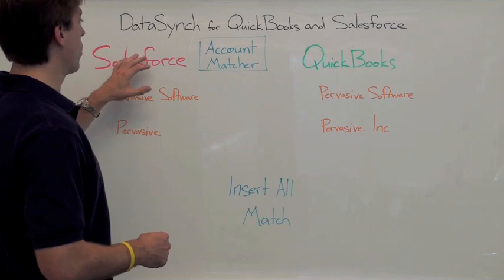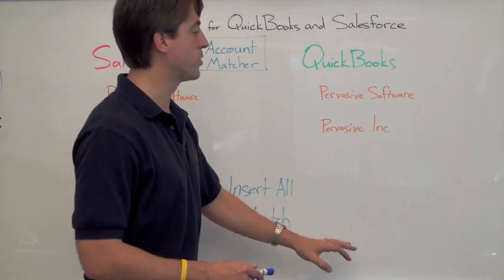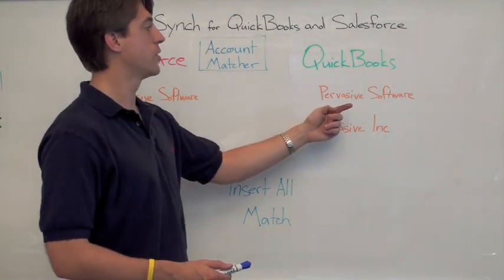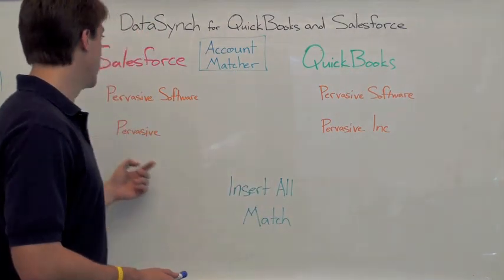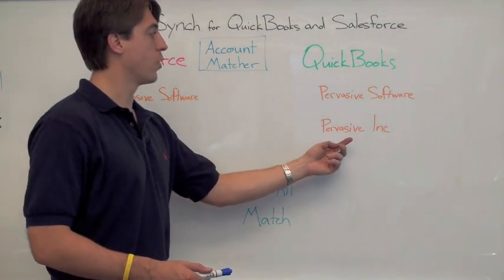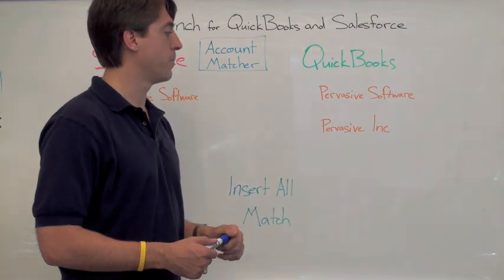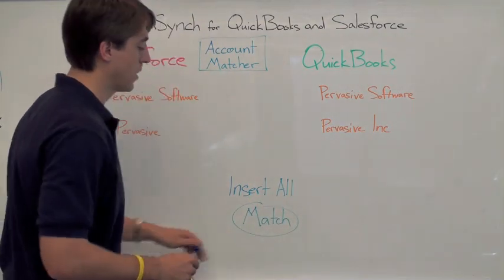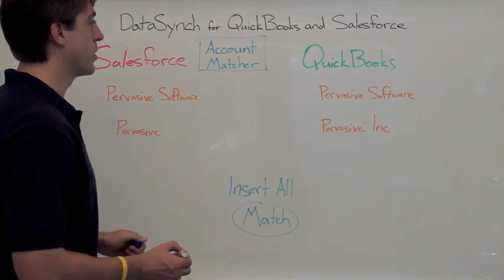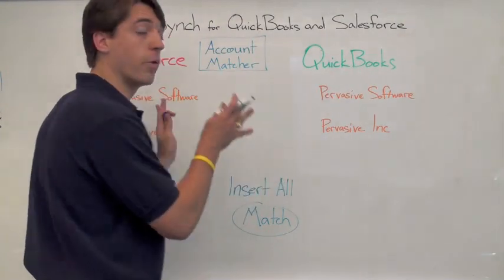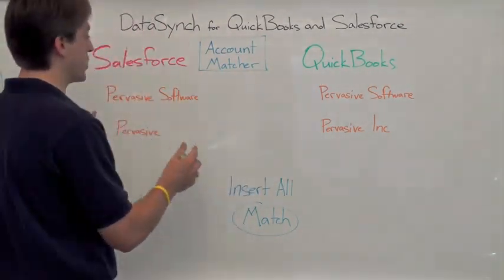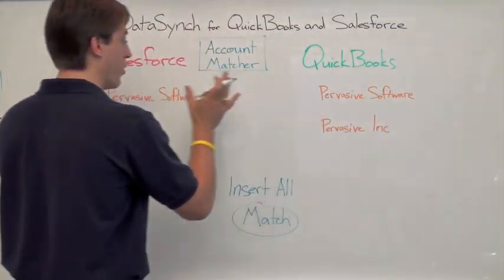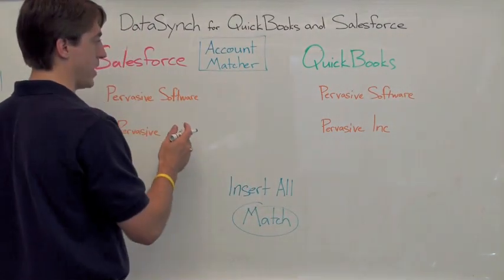So if you are an existing Salesforce user and an existing QuickBooks user, you might have stuff like this in both accounts. You have pervasive software in Salesforce and the customer pervasive software in QuickBooks. In Salesforce you have the account pervasive, and in QuickBooks you have the customer pervasive Inc. So when you run the match part of the account matcher, it's going to look on both ends for exact matches. It's going to look in QuickBooks and look in Salesforce and find exact matches. In this case, we have pervasive software and pervasive software. They're both spelled exactly the same and they both look exactly the same.